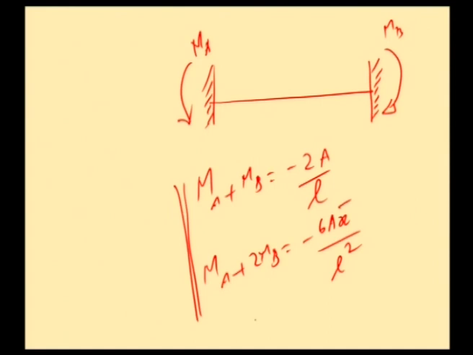So, we use these two additional equations derived from compatibility conditions. M A plus M B equal to minus 2 A by L, and M A plus 2 M B equal to minus 6 A x bar by L squared. And what is this A and what is this x bar? In the fixed beam analysis, first we assume the fixed beam as a simply supported beam subjected to the given loading, and the bending moment diagram will be drawn.